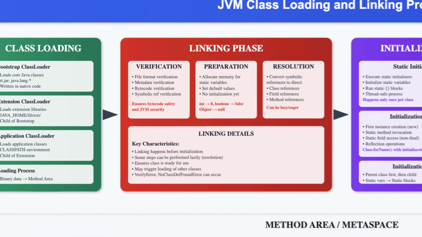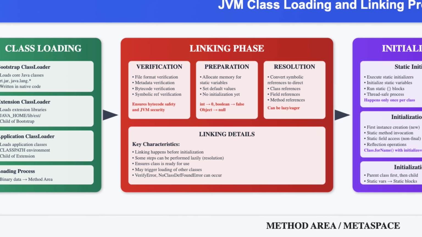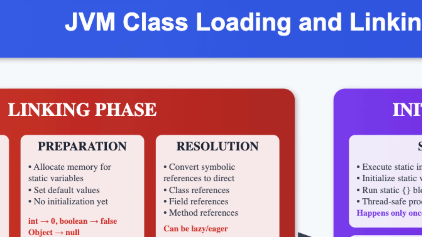Now let's talk about linking. There are three sub-phases of linking. The first one is verification. Verification is making sure that the bytecode is valid and it won't crash the JVM, like checking if the book isn't blank pages or written in crayons. The second part is preparation. Preparation is allocating the memory for static variables and setting them to their default values. The third one is resolution, converting symbolic references into direct references, like updating all the footnotes to point to the actual page number.